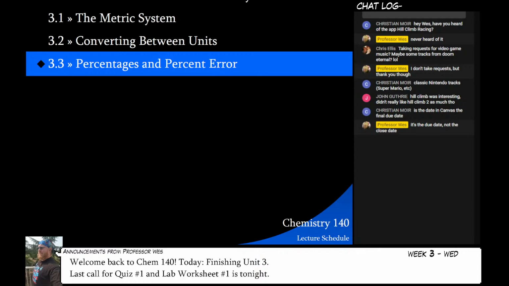So, just some announcements on the bottom of the screen. Last call for quiz number 1 and lab worksheet number 1 is tonight. I know Canvas puts a stamp on the calendar for the day something is due. I don't know if it does anything if the assignment is closing. I don't think it does, so try to get things in by the due date. The 24-hour close deadline after that is just in case you can't make the due date.